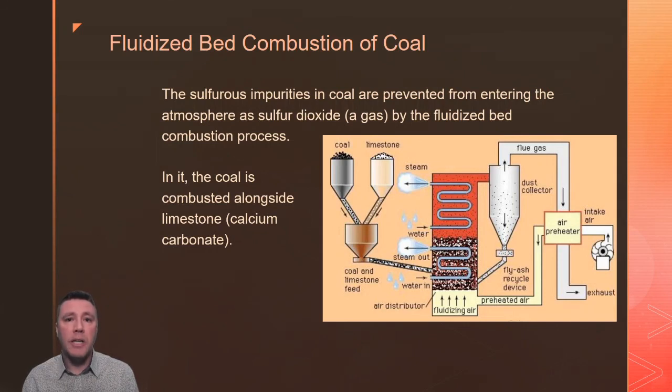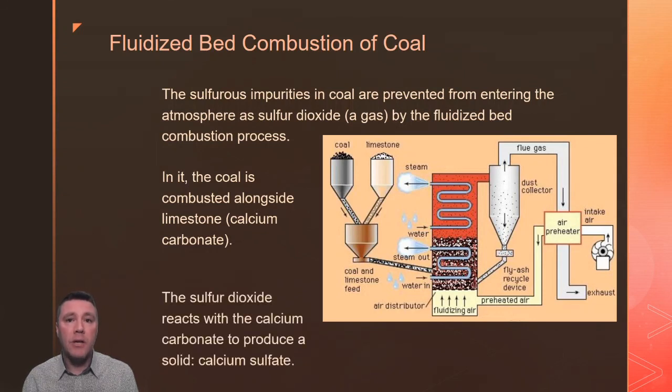As the sulfur is released from the combustion of coal in the form of sulfur dioxide, it reacts chemically with the calcium carbonate. The result is a solid substance called calcium sulfate. Because it is a solid, calcium sulfate is much more easily contained than the gaseous sulfur dioxide. And a bonus side effect is that the calcium sulfate can be used in a wide range of consumer products, having uses in dentistry, acting as a coagulant in tofu, and a component of building materials like stucco and drywall.